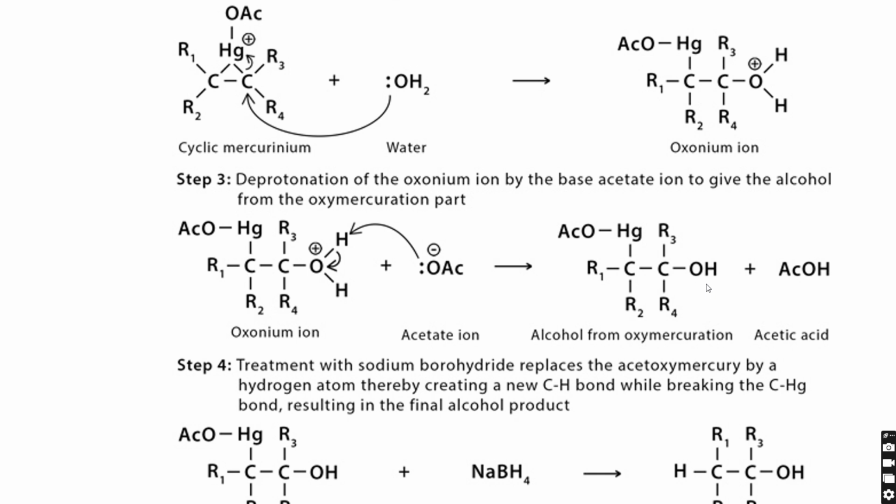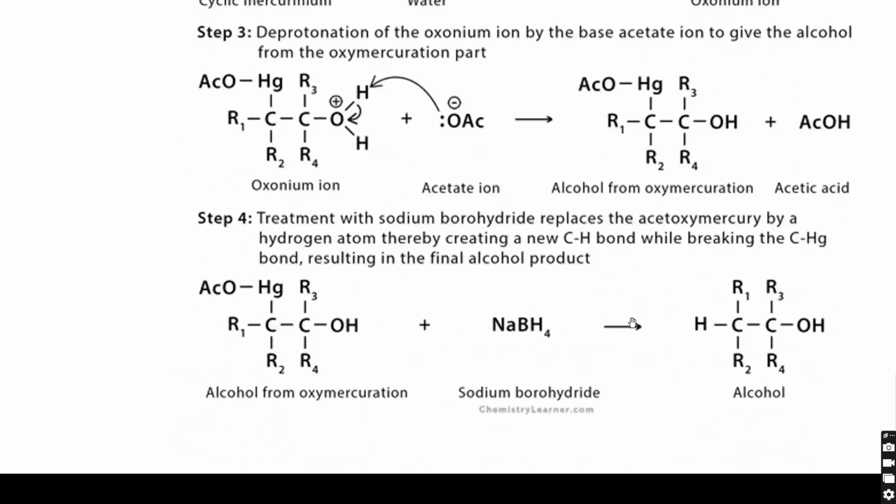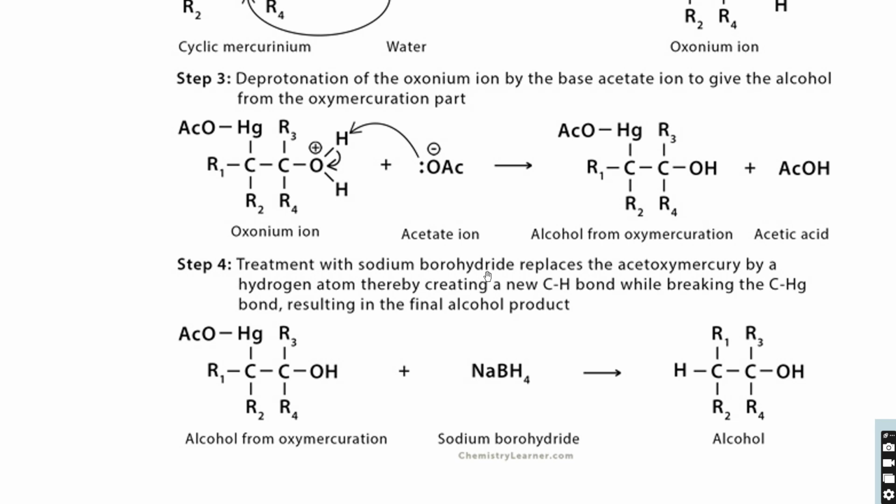Now we have to carry out the demercuration step, and for that we are using sodium borohydride. Okay, so treatment with sodium borohydride replaces the acetoxymercury by a hydrogen atom, thereby creating a new carbon hydrogen bond. So this carbon mercury bond is broken by a hydride donation from the sodium borohydride, and we ultimately get this alcohol as our final product.